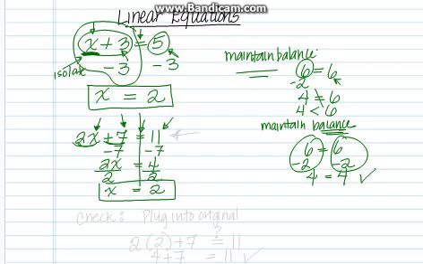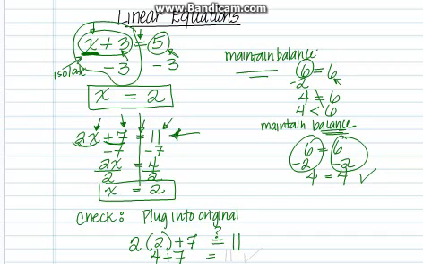Now this one wasn't so obvious that the answer would be 2, and it's just a coincidence. But if I want to make sure that my answer is correct, all I need to do is plug it back into the original. So when I plug back into my original equation, I have 2 times 2 plus 7 is supposed to equal, we're not sure just yet, 11. When we do our order of operations, we get 4 plus 7, which is for sure 11. It checks out.